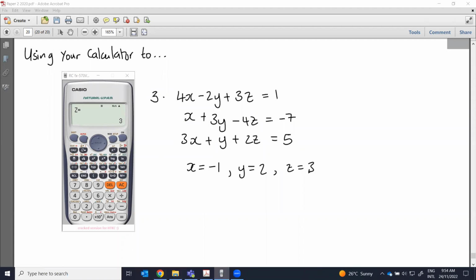Okay, then once you have all three of your variables, you can always, like I said, substitute them individually into each of the equations and check that they do in fact satisfy the equation that you're given. Okay, so that's basically it, how you can use your calculator in order to solve simultaneous equations.